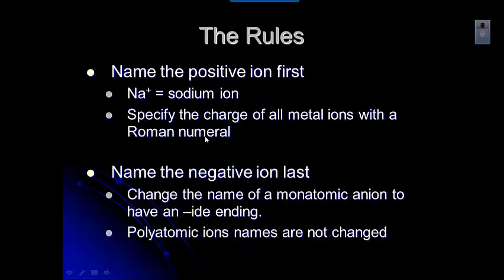So you just change the name of the monatomic anion to have an IDE ending. So anything you look up on the periodic table ends in IDE. And then polyatomic ions, the names do not change. So there's where you filled in that little gap there. Remember that you have to know group 1 is plus 1, group 2 is plus 2, silver is plus 1, zinc is plus 2, aluminum is plus 3.